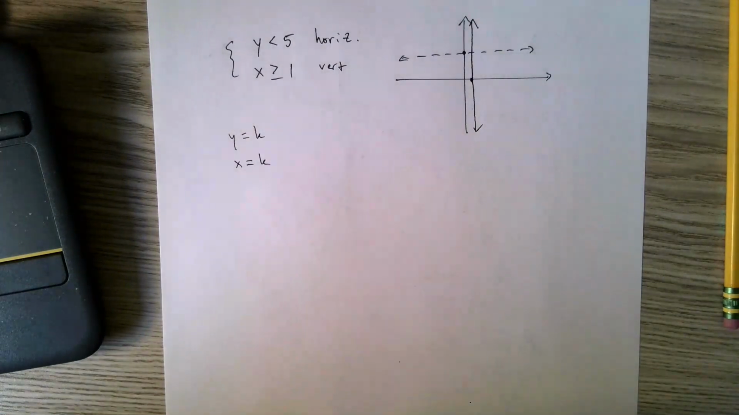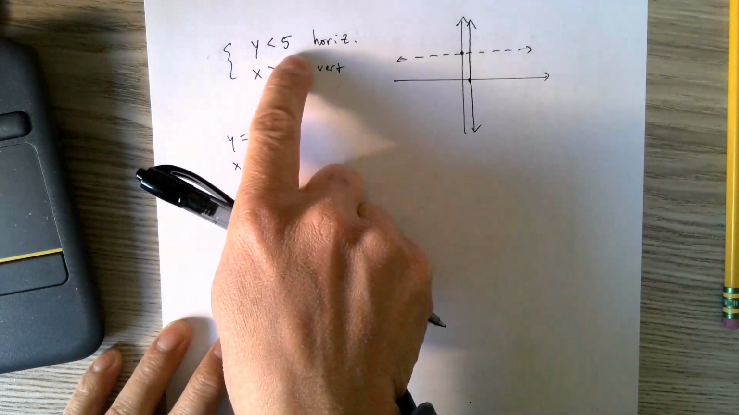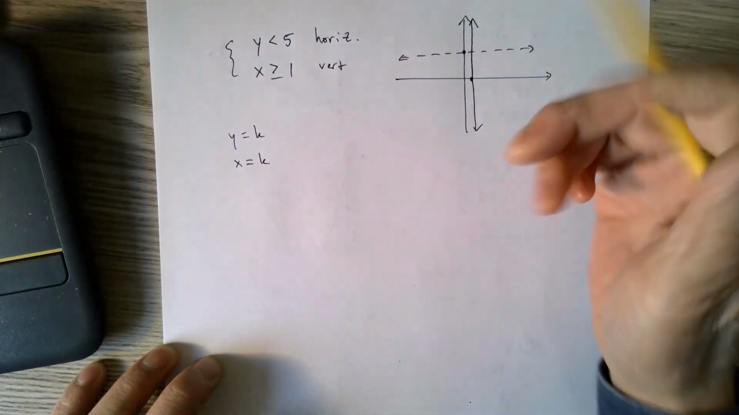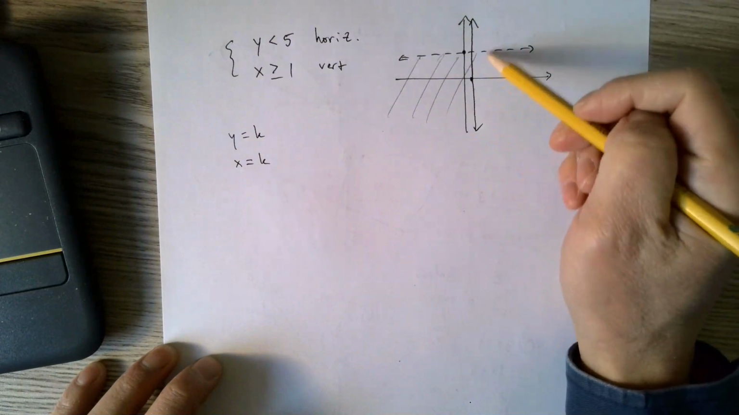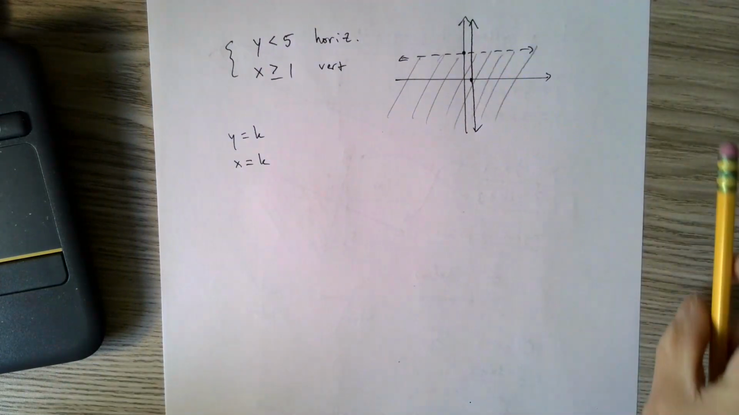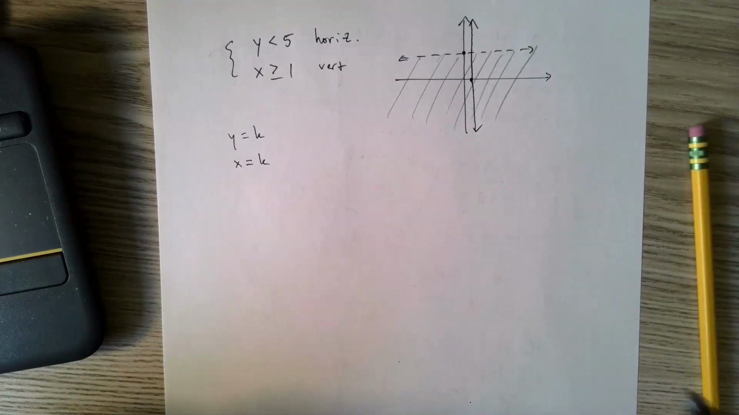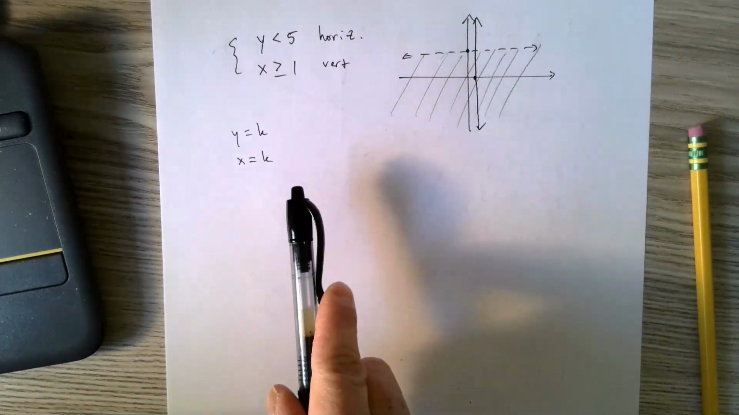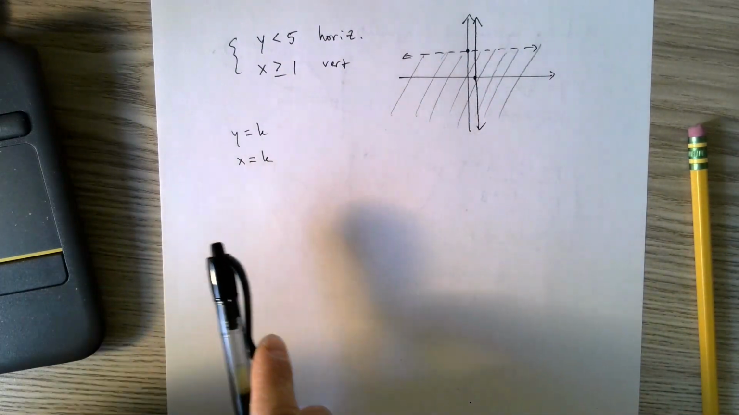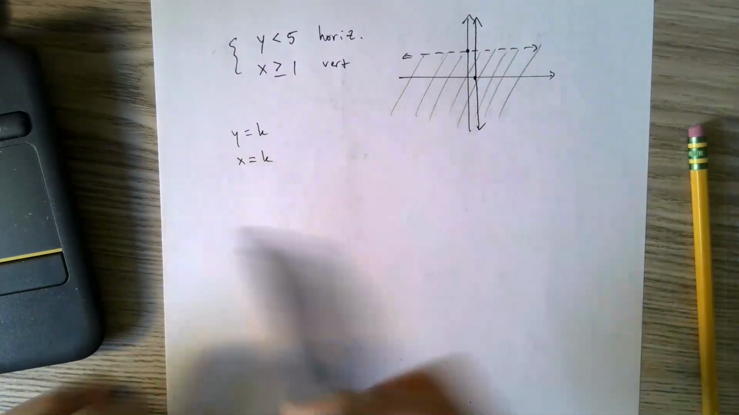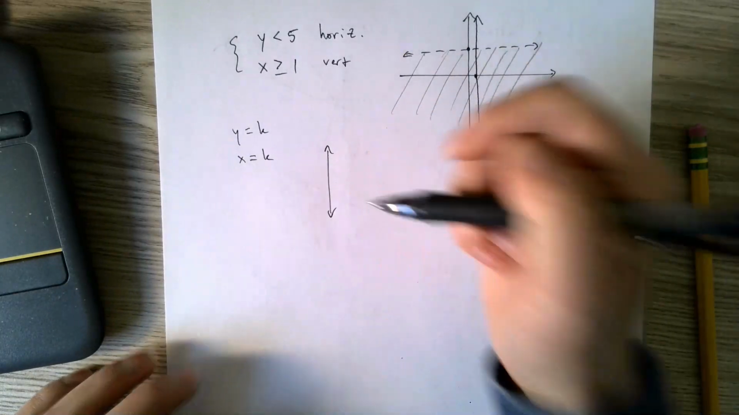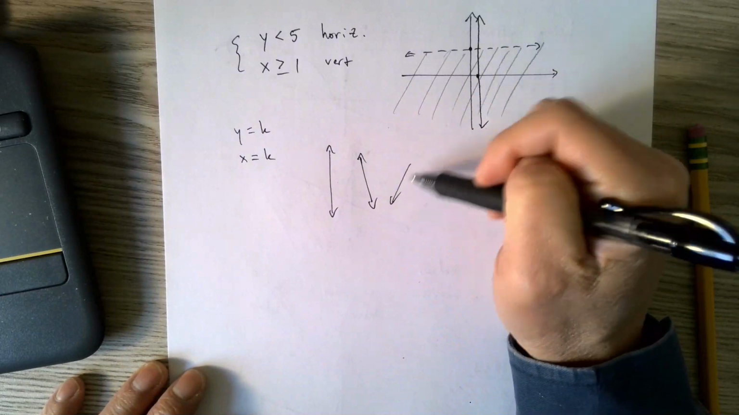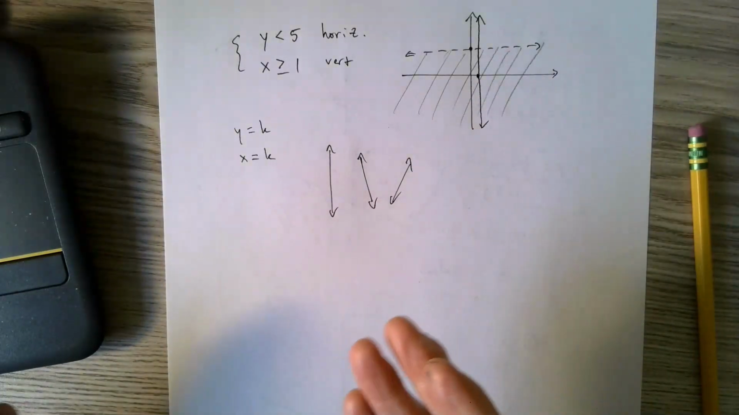Okay, now I decide where to shade. The horizontal line, I'm going to shade below it. That's here. The vertical line, it says greater than or equal to, I usually shade above, right, for greater than or equal to. However, a vertical line doesn't have an above or below because it doesn't have a slope like these lines. So what's above, what's below?